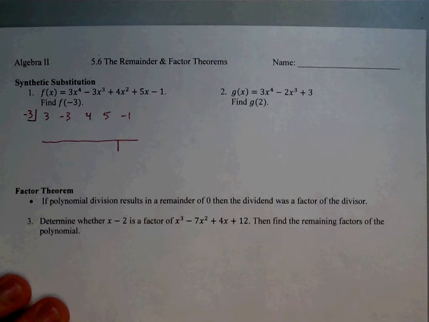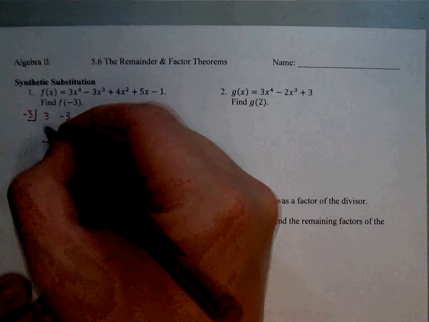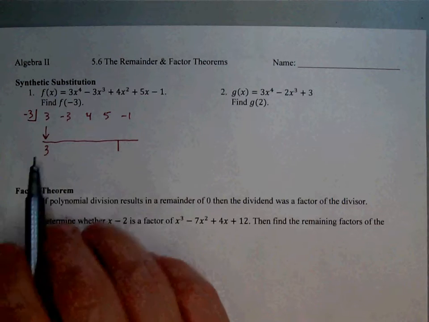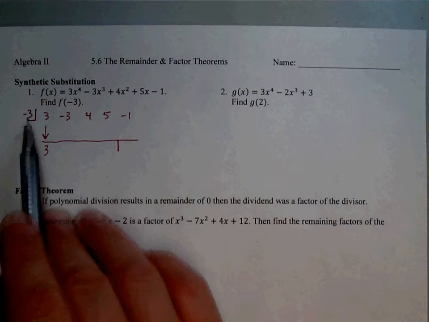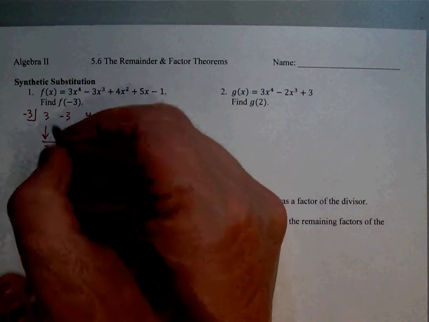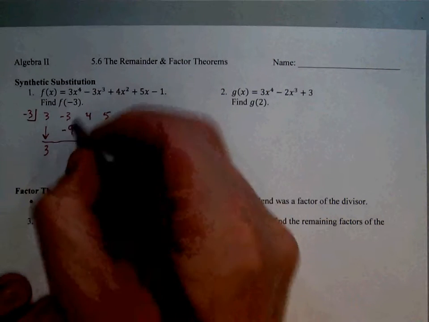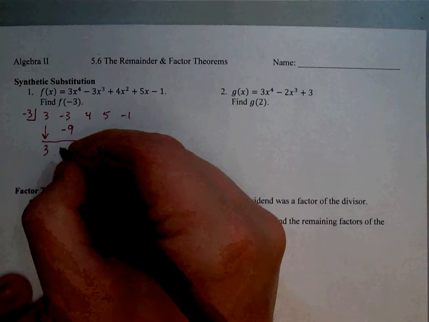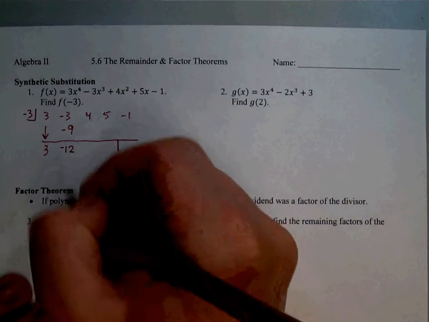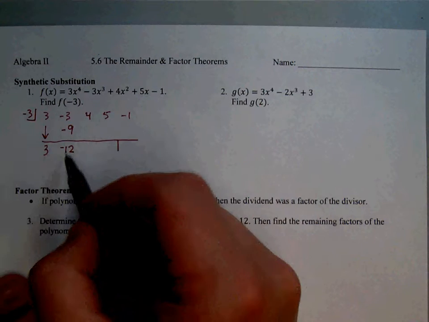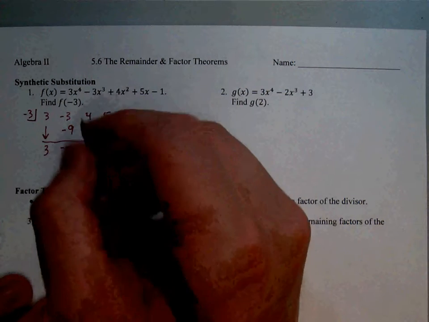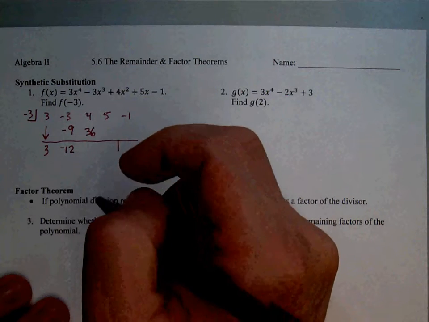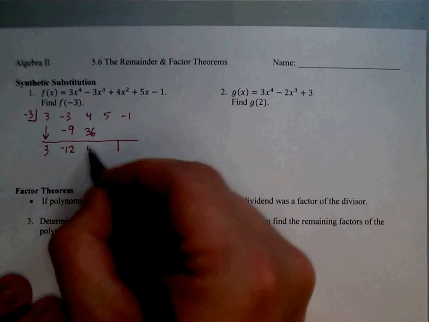And then hopefully you remember how to do synthetic division. Drop the first number straight down below the line. And then as soon as you get a number below the line, you multiply it by the number in the box. So 3 times negative 3 is negative 9. We write that in the next spot, below the next coefficient, then add those together. Negative 3 and negative 9 add to negative 12. So we got it below the line, multiplied by the number in the box. Negative 3 times negative 12 is positive 36. Add it to 4, we get 40.